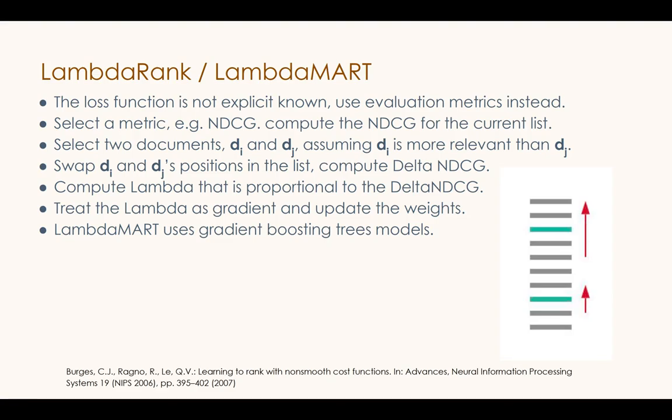So you take two documents, and let's say one document is more relevant than the other, and we swap the position. Then we compute the NDCG again after the swap. The data is used to compute the lambda. So the lambda is treated as the gradient of the unknown loss function. And we use the gradient to update the weights, just as we do in gradient descent algorithms.